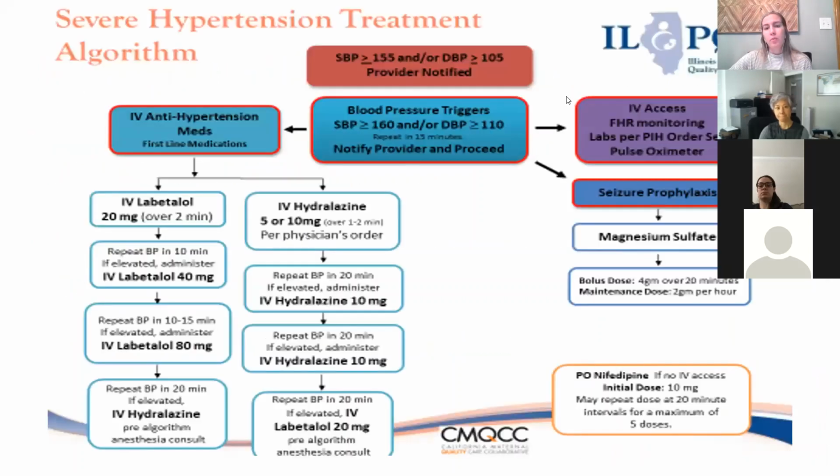This is the algorithm put out by ILPQC. I'm assuming you guys have seen this at some point in your career, or you know it by heart for those of you that have extensive experience. This is our severe range hypertension treatment algorithm. And you can see here where it talks about if your blood pressure is greater than 160/110, repeat in 15, notify the provider, and then you're going to move. Our first line of treatments are typically labetalol and hydralazine.